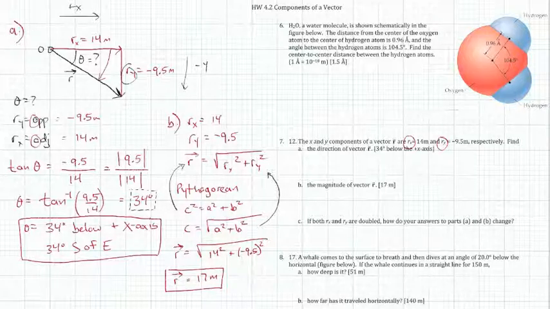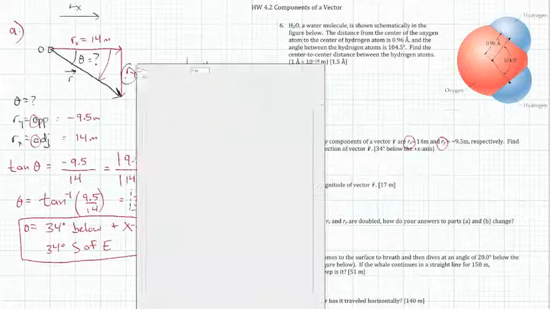And our final part is, so we did A and we did B. What would happen if we doubled Rx and Ry? That is, what if Rx was 28 and Ry was negative 19? Well, the answers to A and B would change, or at least one of them would. What would happen in part A? Well, if we doubled Rx and Ry, all it would do is simply double the size of the triangle proportionately, which means that the angles wouldn't change at all. It would simply just be bigger.